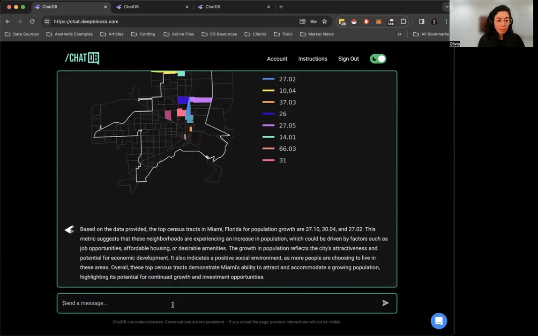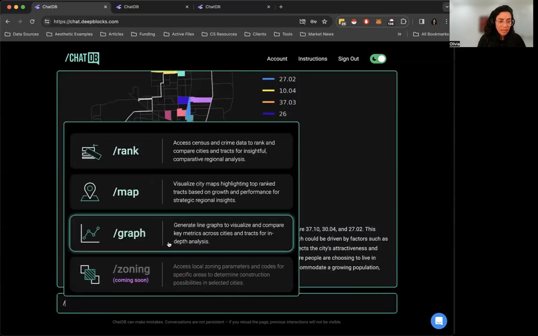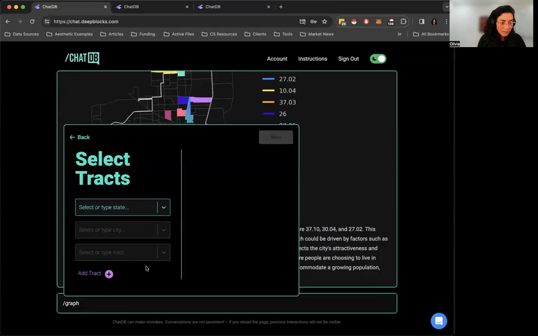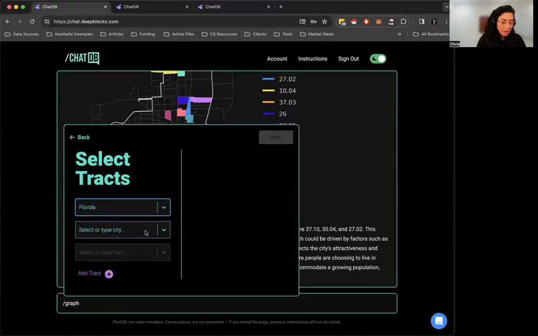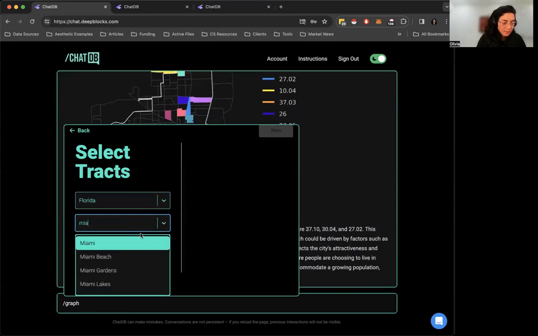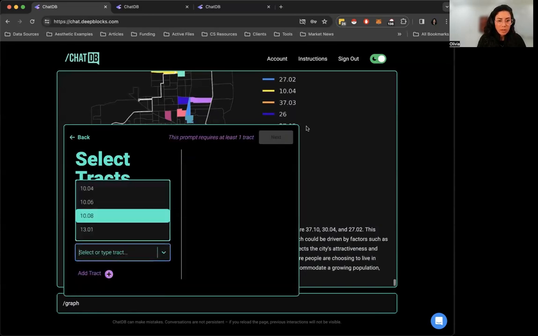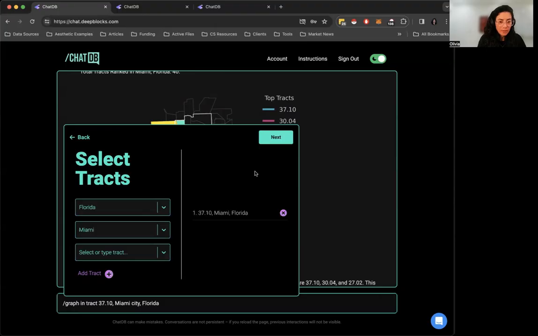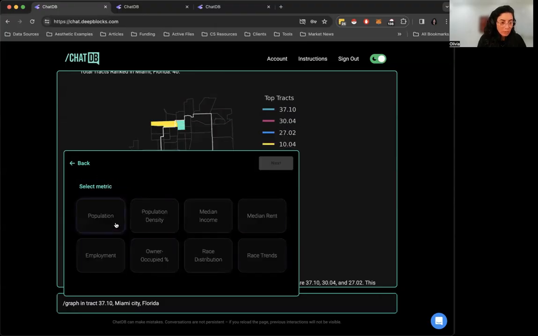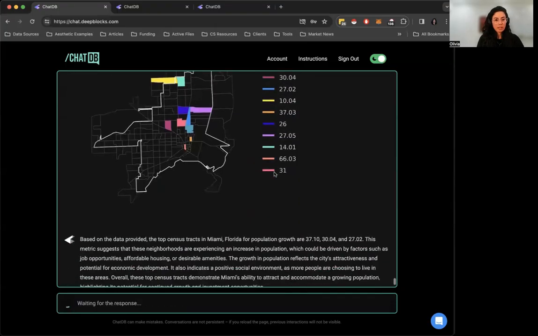So again, now we can combine the graph command and say, let's look at that tract in more detail. So I'm going to go to Florida, Miami, and that was tract 37.1. So I can start to type it out, and there it is. And let's look at what exactly that population growth looks like.